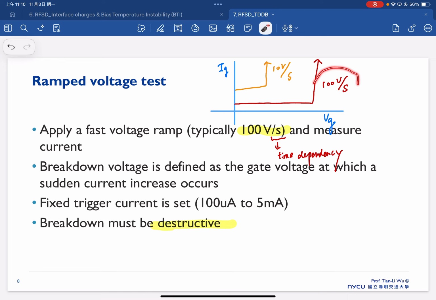If you sweep faster, that means each voltage you stress, each voltage you bias, is very short. But if you sweep very slowly, that means each voltage you bias is longer, and that will more easily trigger the breakdown characteristic. So that is something you also have to be aware of: when we do the IG-VG testing, the sweeping rate also has a hugely important impact on the results.